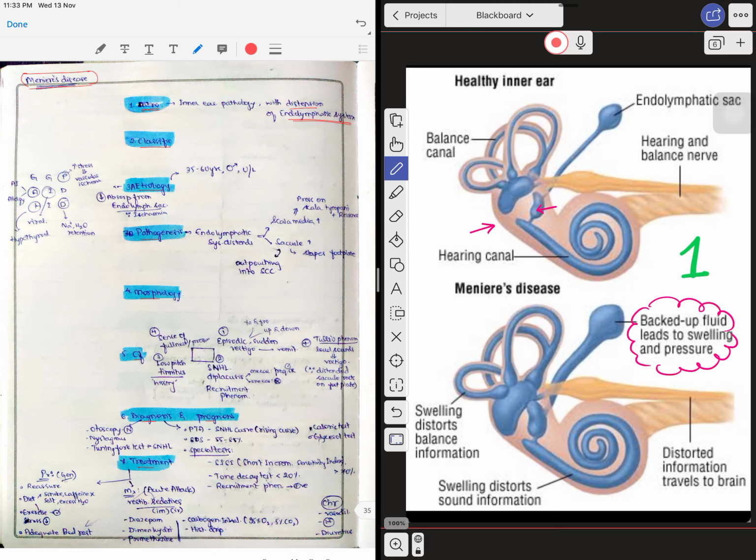Coming to the etiology of Meniere's disease. First, we'll consider the age, then sex, and the laterality. Age: generally, it occurs in old age people, and it is more common in males and is usually unilateral. Now, let's talk about the causes.